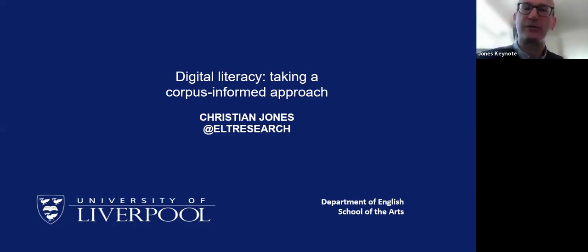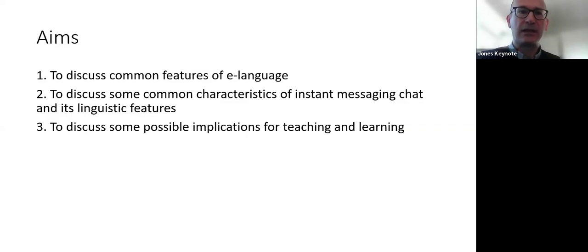Okay, so today I wanted to talk about digital literacy and taking a corpus-informed approach to that. The aims really today are to discuss a few common features of e-language, electronic language. We don't really have another name for the language which is used online and on social media. I suppose we could call it D-language for digital language, but nobody seems to have done so yet, so I will stick with e-language. I'm also going to discuss some common characteristics, particularly of instant messaging and its linguistic features, and to discuss at the end some possible implications for teaching and learning from this.